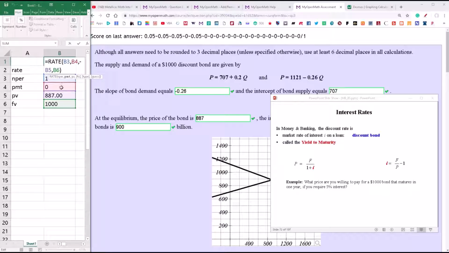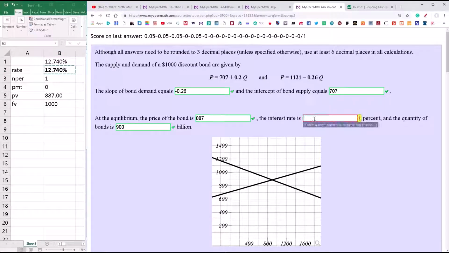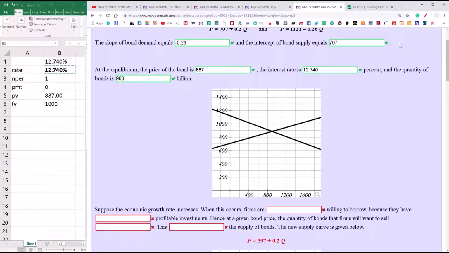Or we can use the rate equation from Excel, where the number of periods is 1, the payment is 0, the negative price, because we have to pay that out, is $887, and the face value is $1,000. And either way, we get the same value. So the yield to maturity, or the interest rate, is 12.74%. Okay, now we're going to graph it.